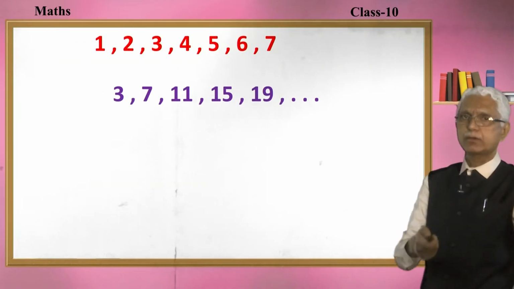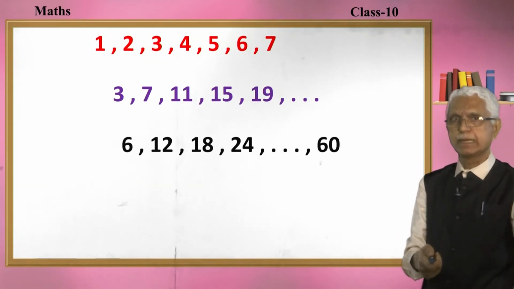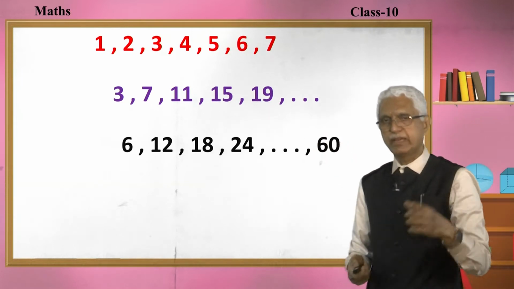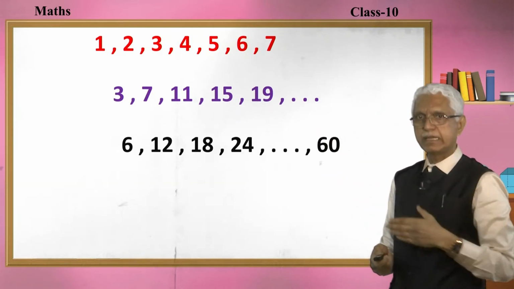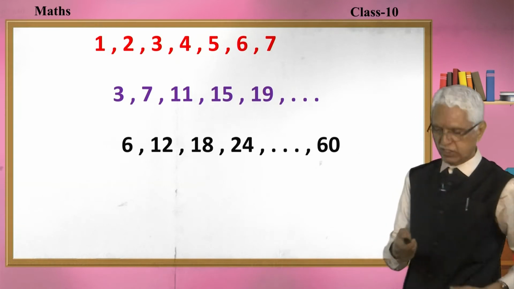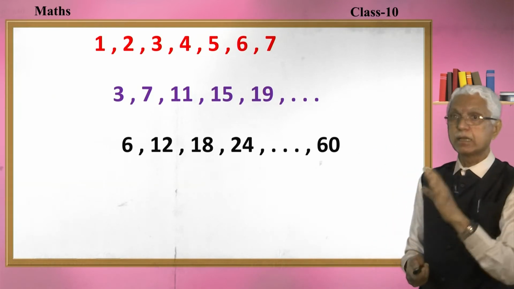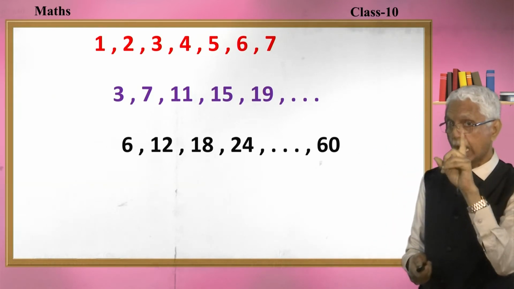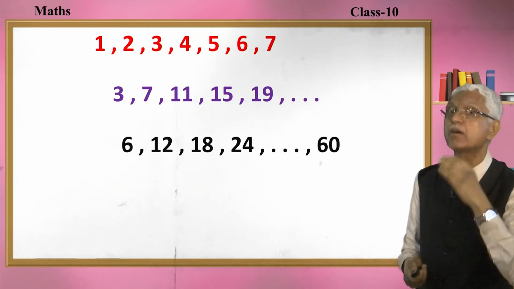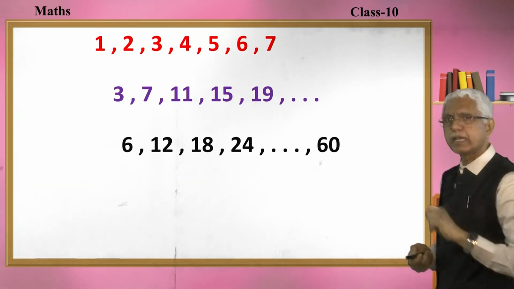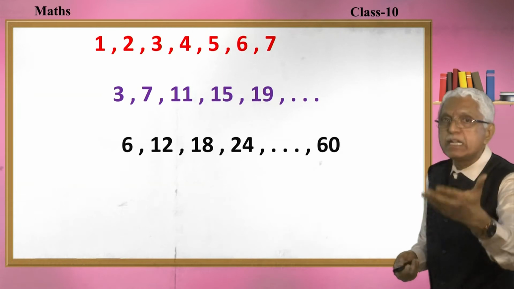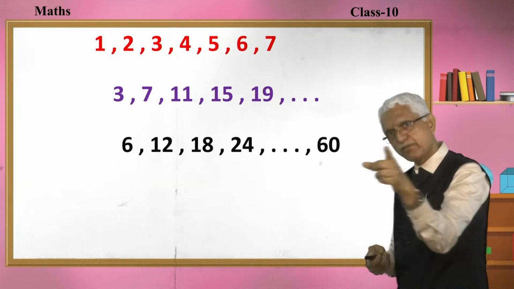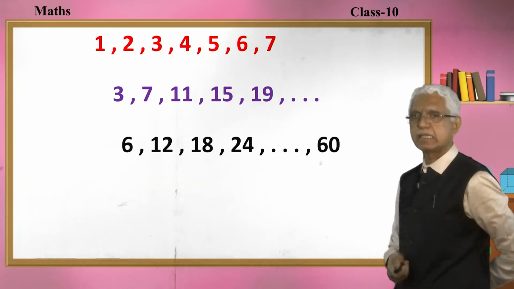Now, let me take some more examples, my dear children. 1, 2, 3, 4, 5, 6, 7; 3, 7, 11, 15, 19; 6, 12, 18, 24, 30. Correct? These are numbers written, again, not at random. I am following some rule. I am aware of which rule I am following. I will give you a couple of minutes. Will you find out what is the rule that has been followed in the first, second and the third example?